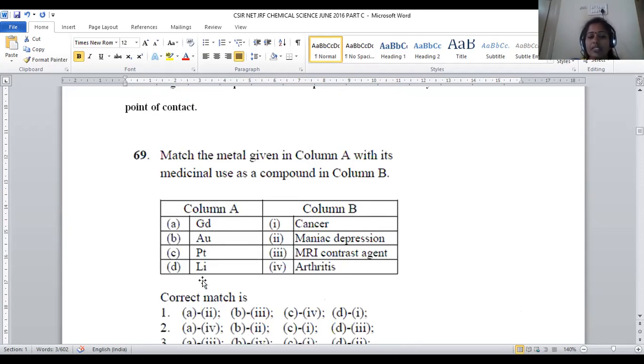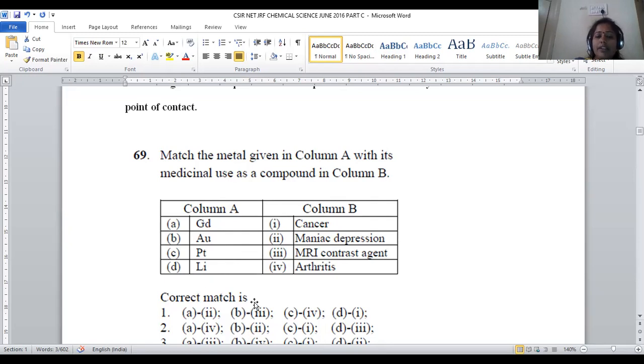It is a match the following question. Different metals are given. Here gadolinium, aurum, platinum, and lithium. All are representative element metals, some are S block and some are D block elements. D block elements are there, and S block elements are also there.